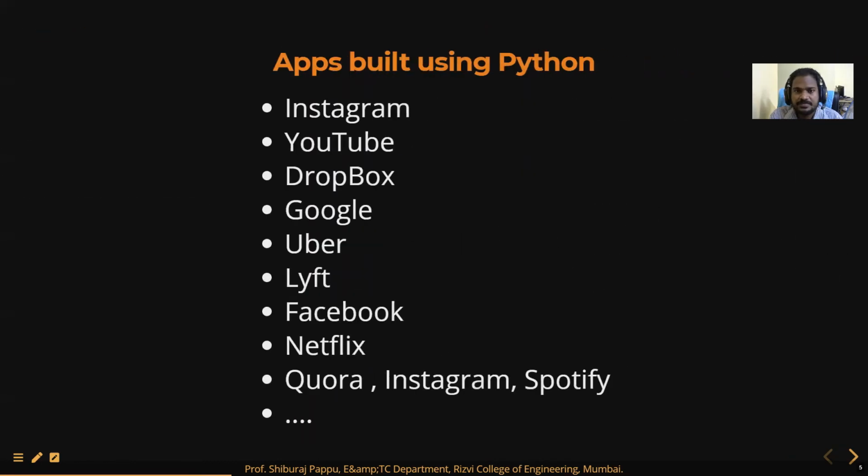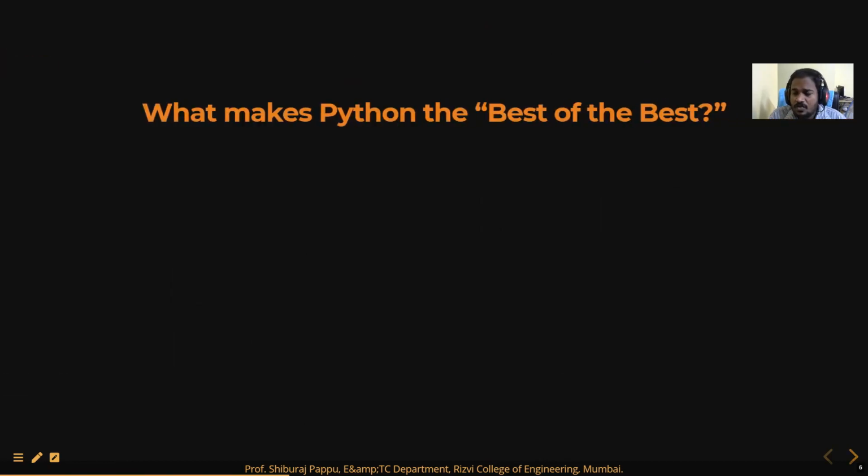Now, some of the popular apps that are built in Python. You must have heard about most of them: Instagram, YouTube, Dropbox, Google, Uber, Facebook, Netflix, Quora, Spotify. All these applications are built somewhere, in some part or maybe entirely, using Python. So now, what makes Python the best of the best?